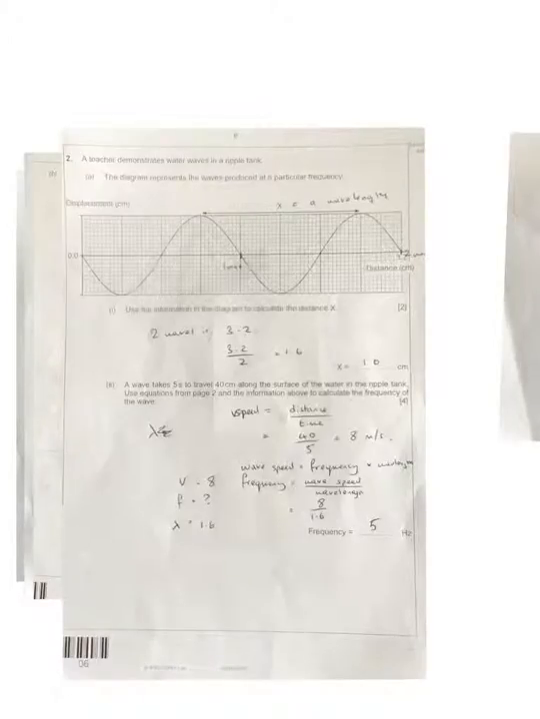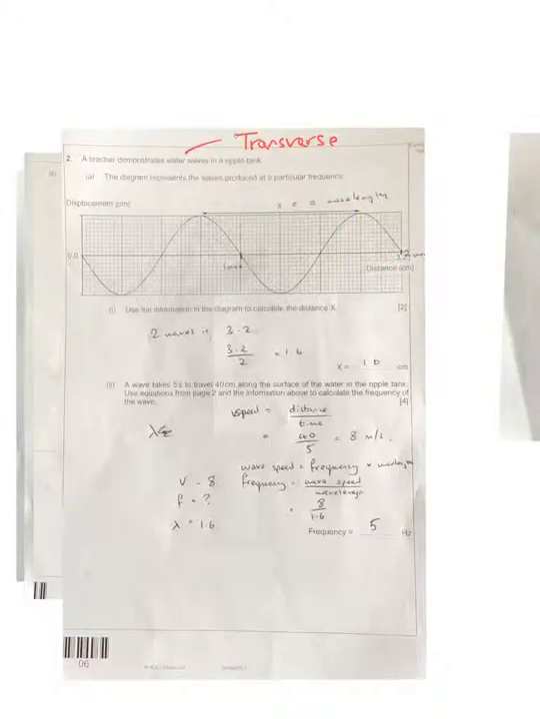So the teacher demonstrates water waves in a ripple tank. Water waves, first thing I'm thinking, we've said before, they are transverse. So we've got a transverse wave here. Now, the diagram shows the waves at a particular frequency, and they've given us x, this distance. What I've noticed is that it goes from peak to peak, which means that I've got one wavelength here. I'll just put that on.